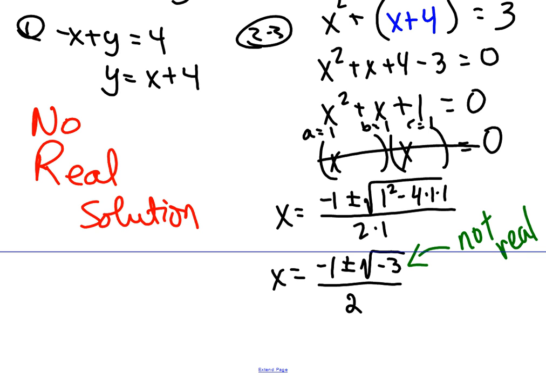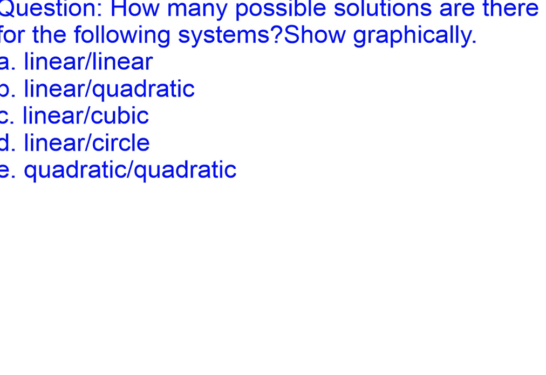The next thing I have for you to do is on a little handout. If you are gone, you can look at that next slide and pause it and just try to figure these things out. The slide after that is going to have the solutions on it. Here is the question that I'd like you to answer: how many possible solutions are there for the following systems, and show graphically.